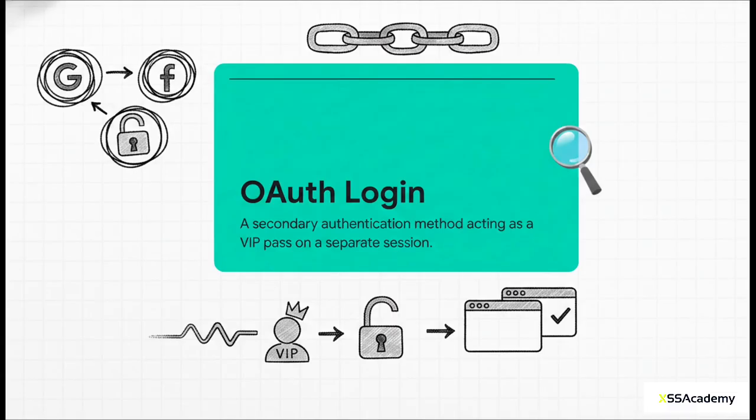And finally, ingredient number 3 is OAuth login. You've definitely seen this around. It's the "login with Google or Facebook" button. It acts as a sort of VIP pass. If you're already logged into Google in another tab, clicking that button instantly logs you into the target site, no password needed. And as you'll see, this VIP pass is the absolutely crucial final piece for our takeover strategy.